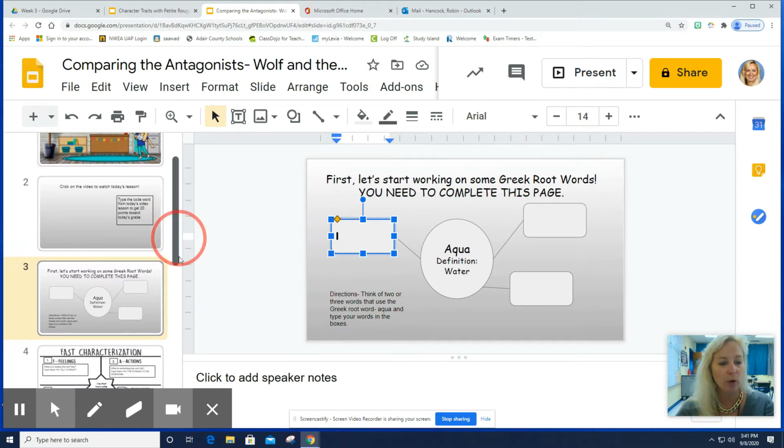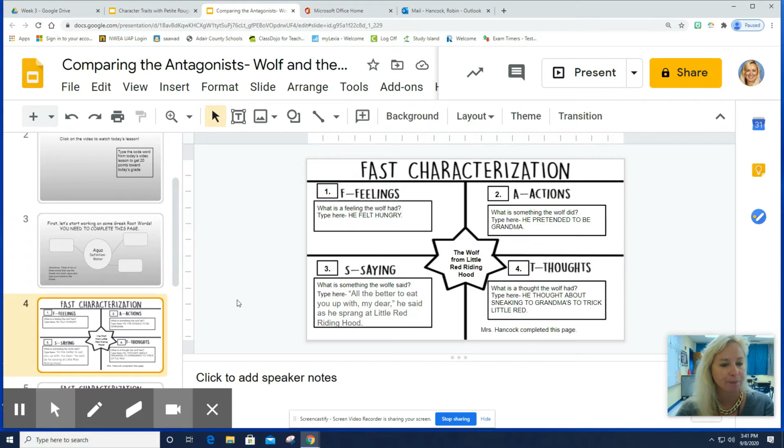Then we're going to get into talking about comparing characters. So last week, we did fast characterization. First, we compared Little Red Riding Hood, and then we compared Petite Rouge. Well, what I did is I created fast characterization to describe the wolf from Little Red Riding Hood, okay? Now, we said the main characters like Little Red Riding Hood and Petite Rouge were protagonists. Well, the evil force that goes against the main character is called the antagonist. So we're going to compare the antagonist from these 2 stories today.